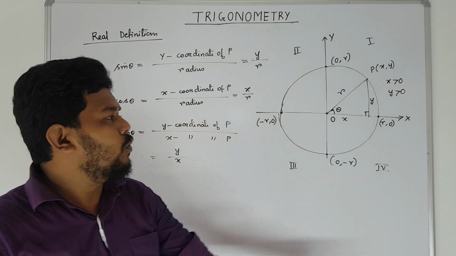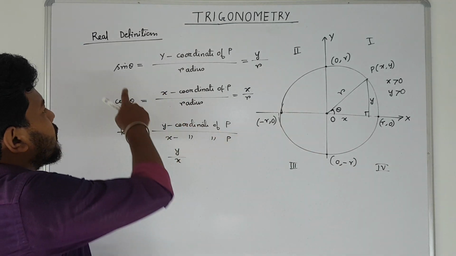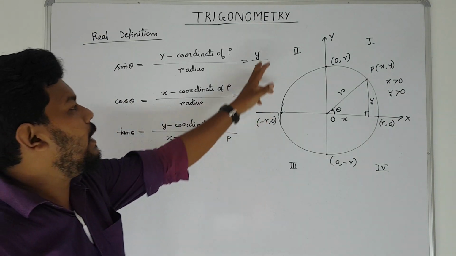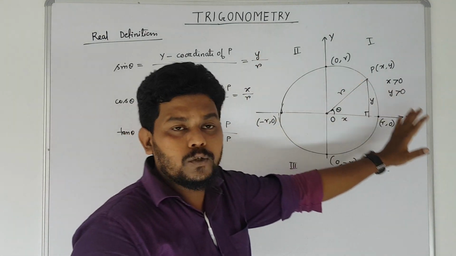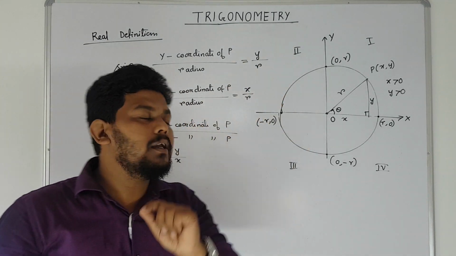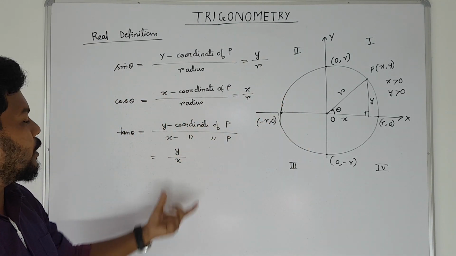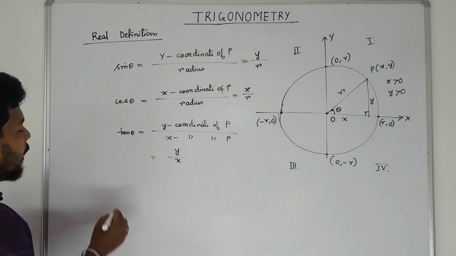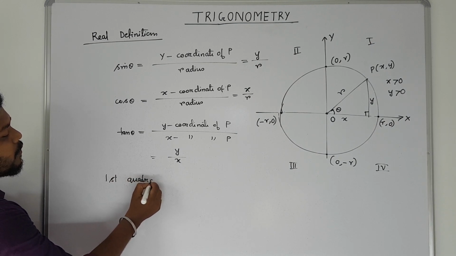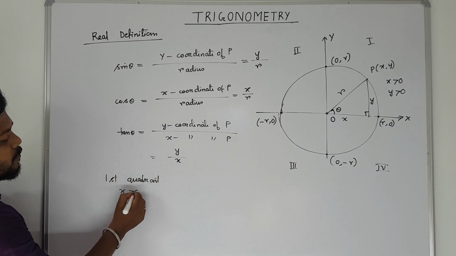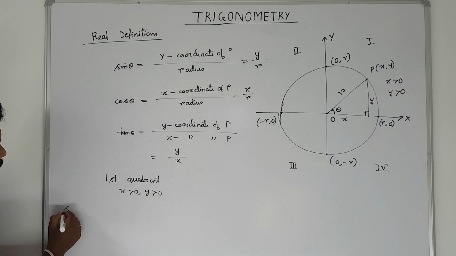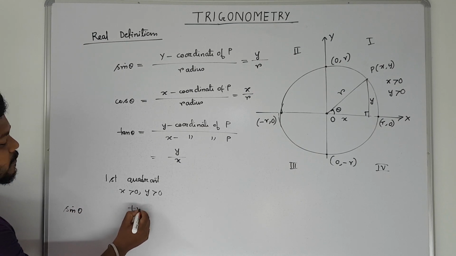always positive. So that's why the values of sine theta and cos theta will be positive, because y and x are positive in the first quadrant, and r is positive. Similarly, as x and y both are positive, the ratio of these will always be positive. That means in the first quadrant x is positive, y is positive. So your sine theta is positive.